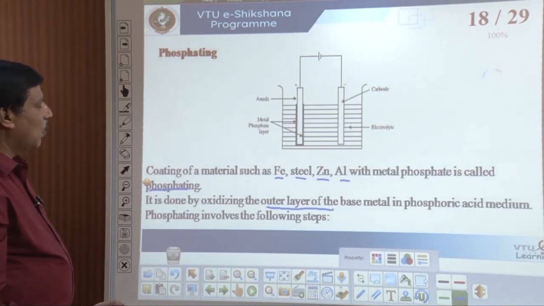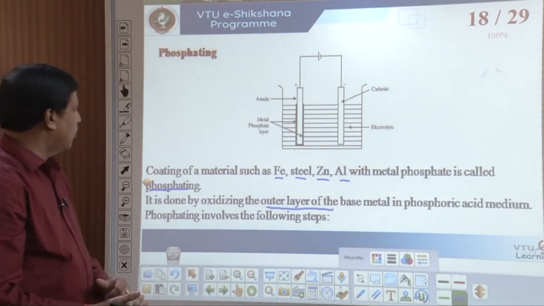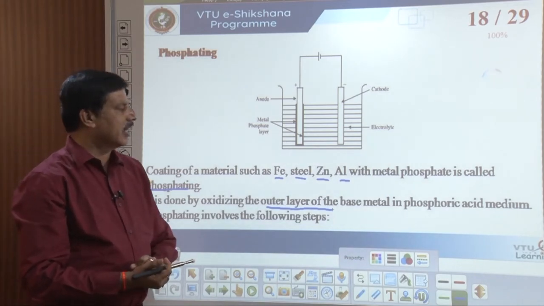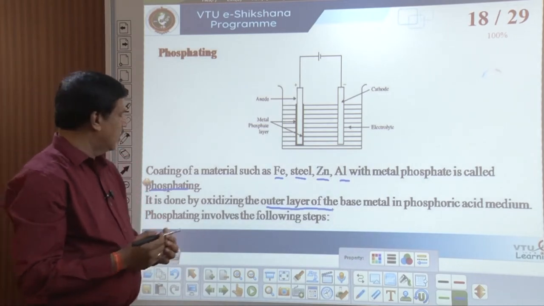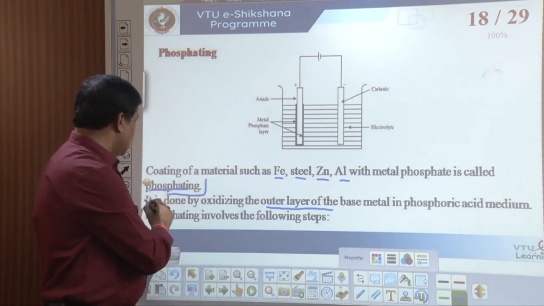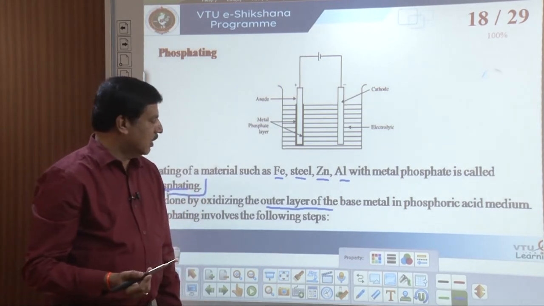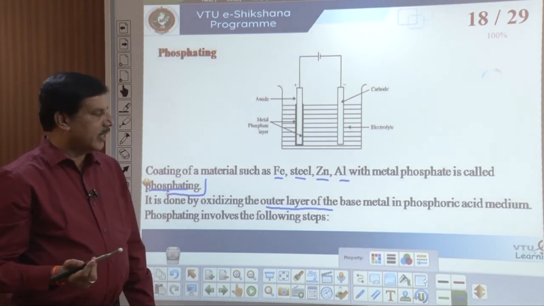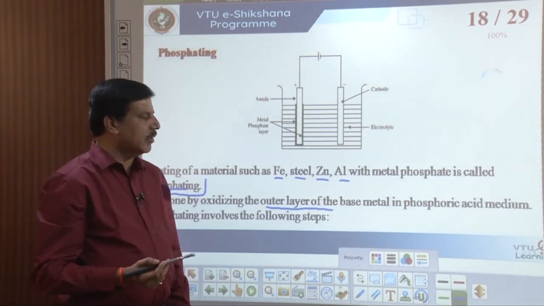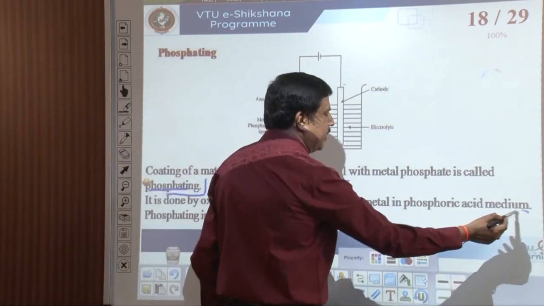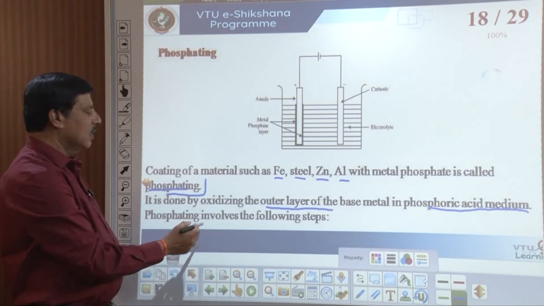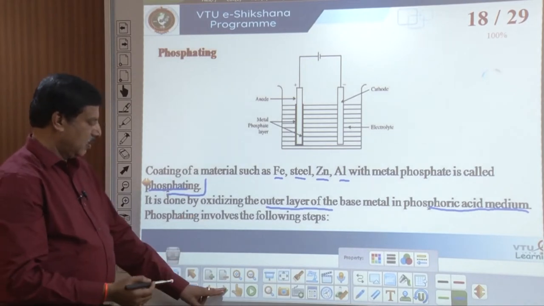Phosphating involves the following steps. I repeat, the coating of materials such as iron, steel, etc., with metal phosphate is called phosphating. It is carried out by oxidizing the outer layer of the base metal in a phosphoric acid medium.